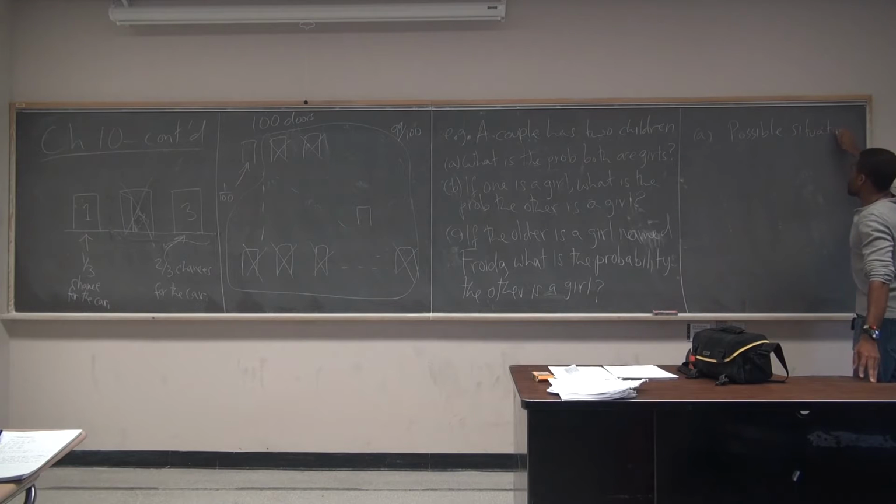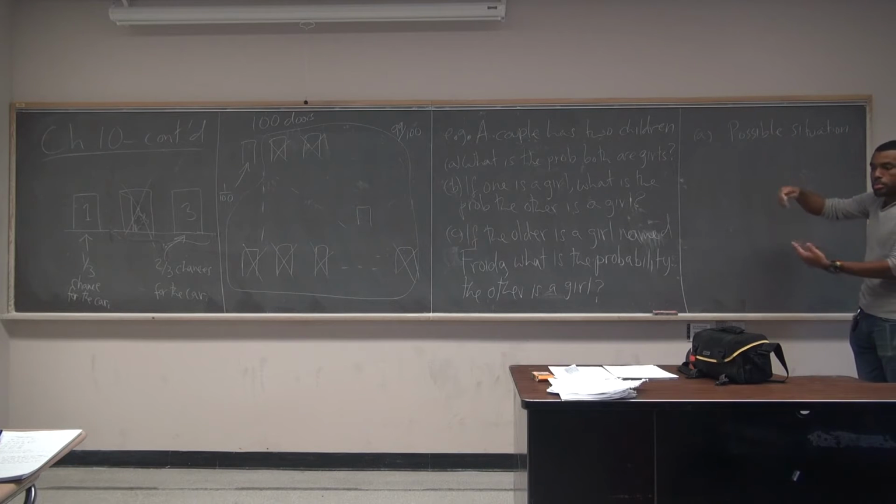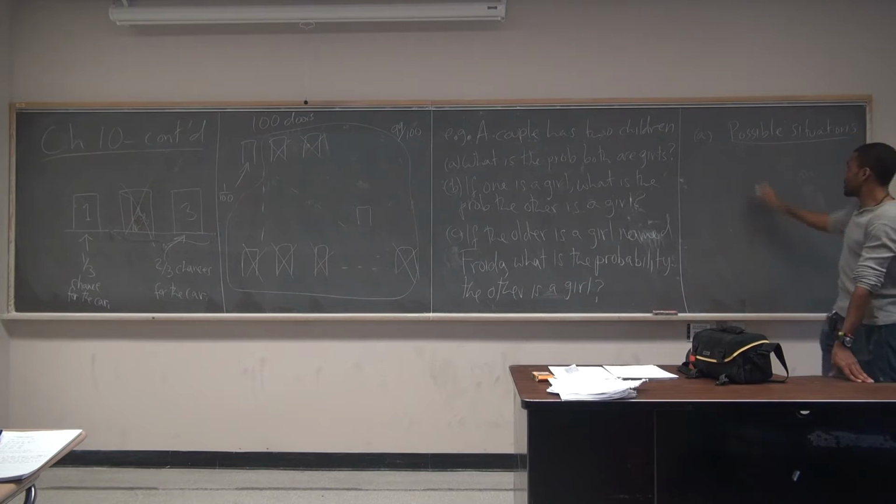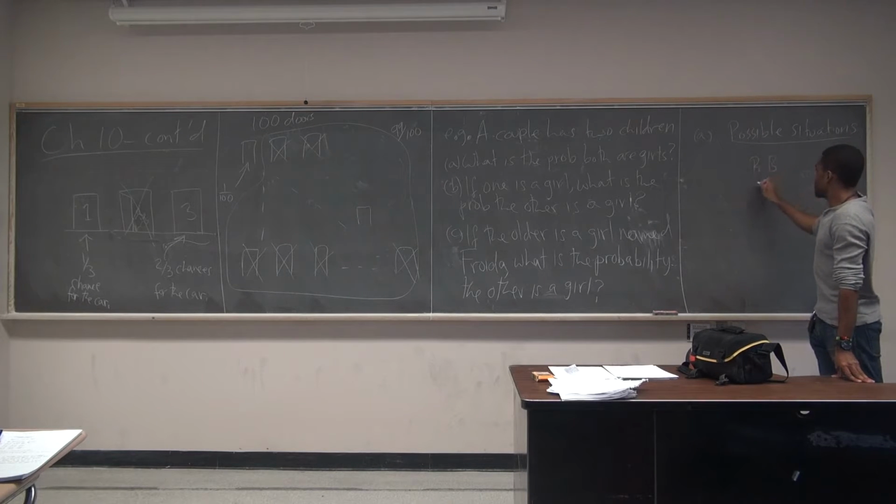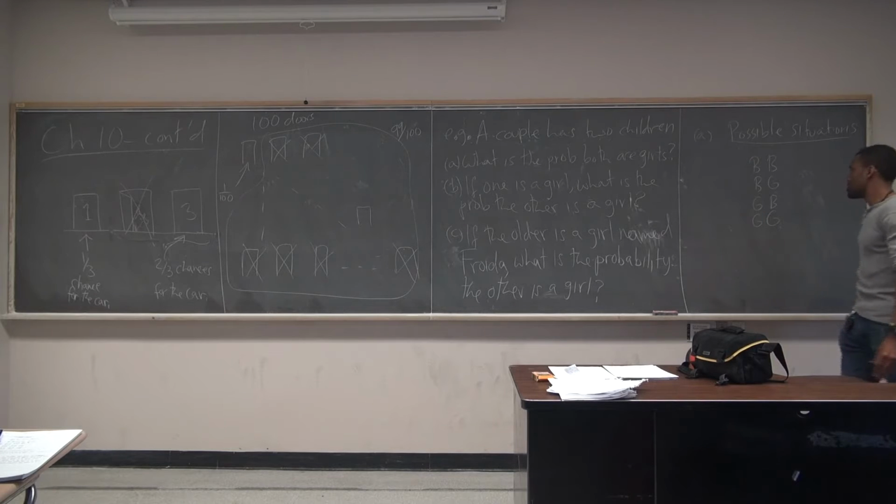Because remember, our probability was the number of ways something can happen divided by all possible situations. So it's a good place to start, at all possible situations. So you can have a boy, boy, boy, girl, girl, boy, girl, girl. Right? Okay, so how did you go about it?